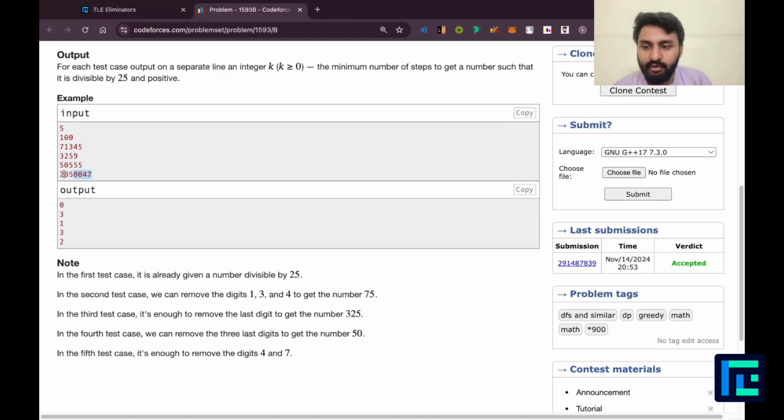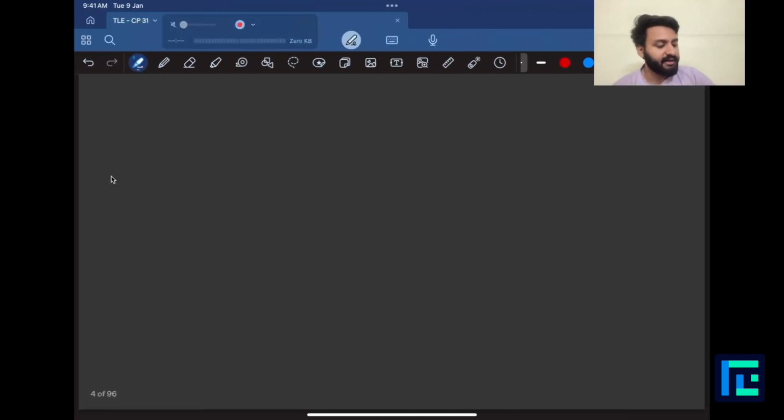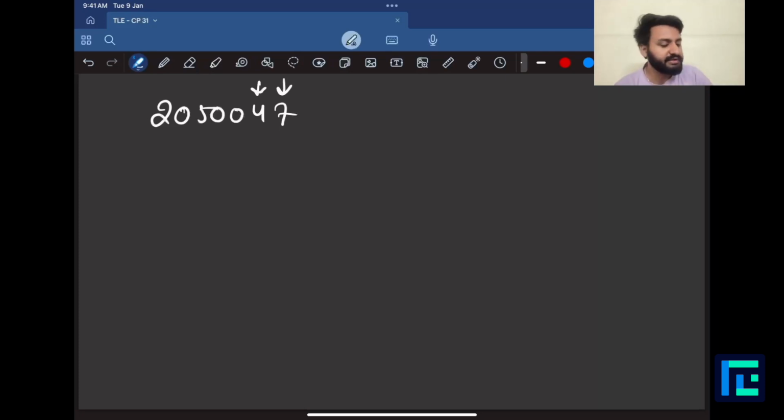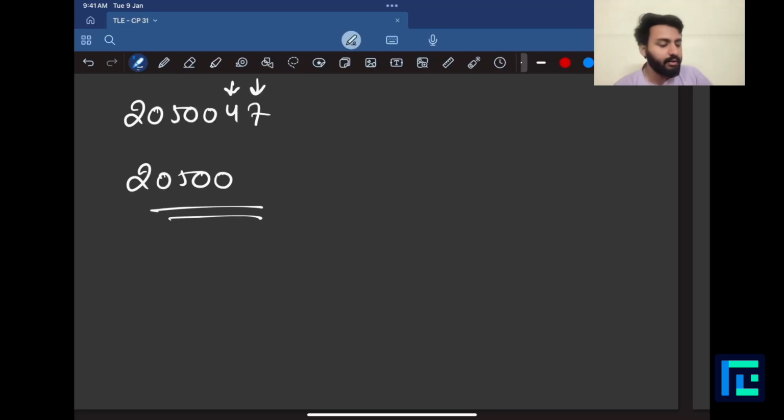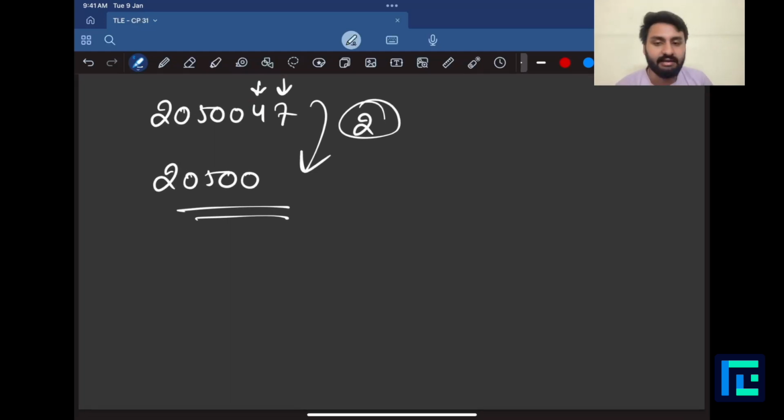Let's discuss one more case. Let's say I have 2050047. So over here I can do something like this. Let's remove this 4 and let's remove this 7. So 2 operations and you get something like 20500. And this is divisible by 25, and we took 2 operations to do this. Hence the claim is 2 is the answer. We cannot do any better than this.